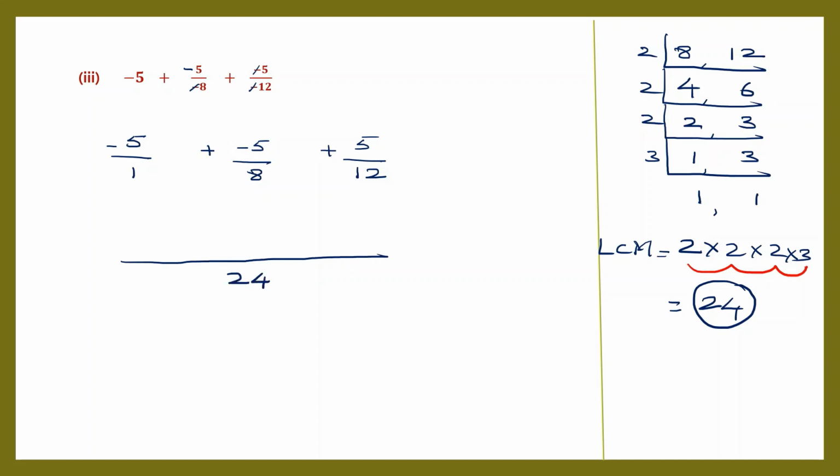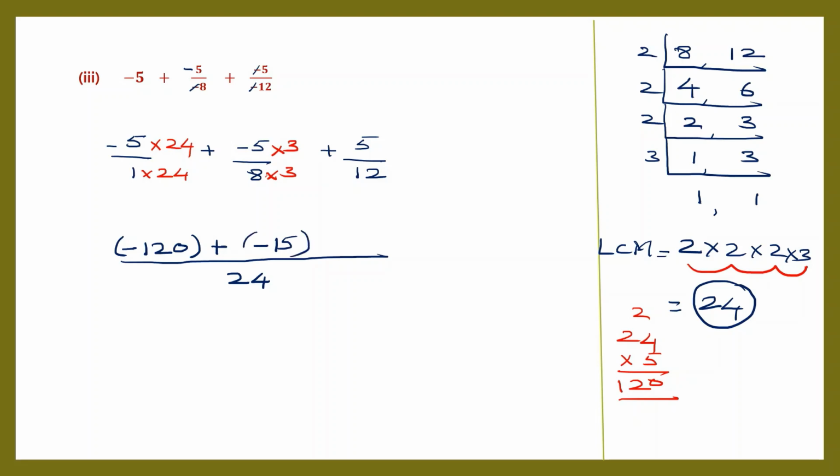So let's begin with the first rational number. 1 into 24 is 24. So multiply minus 5 into 24. So let's do that multiplication. 24 into 5. 5 fours are 20, carry 2. 5 twos are 10, 11, 12. So we have 120. So this is minus 120. Now let's go to the next one. 8 into 3 is 24. So let's multiply minus 5 into 3. So that will be minus 5 threes are 15. Now going to the third rational number, 12 twos are 24. So 5 twos are 10.